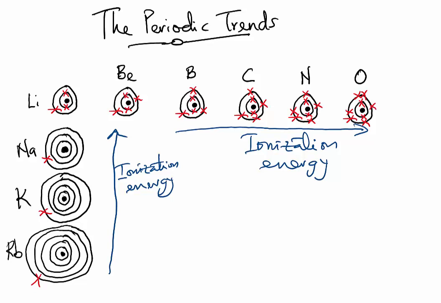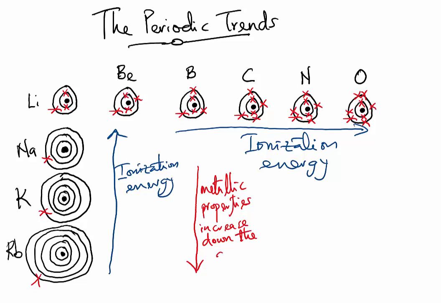So, rubidium will be a better metal than potassium. Potassium will be more metallic than sodium. Sodium will be more metallic than lithium. In a nutshell, metallic properties will increase as you go down the group.